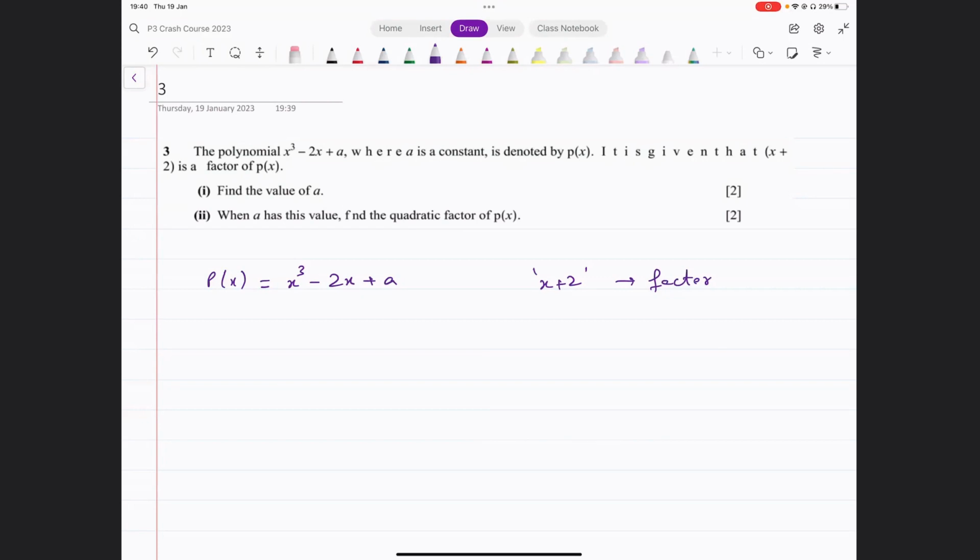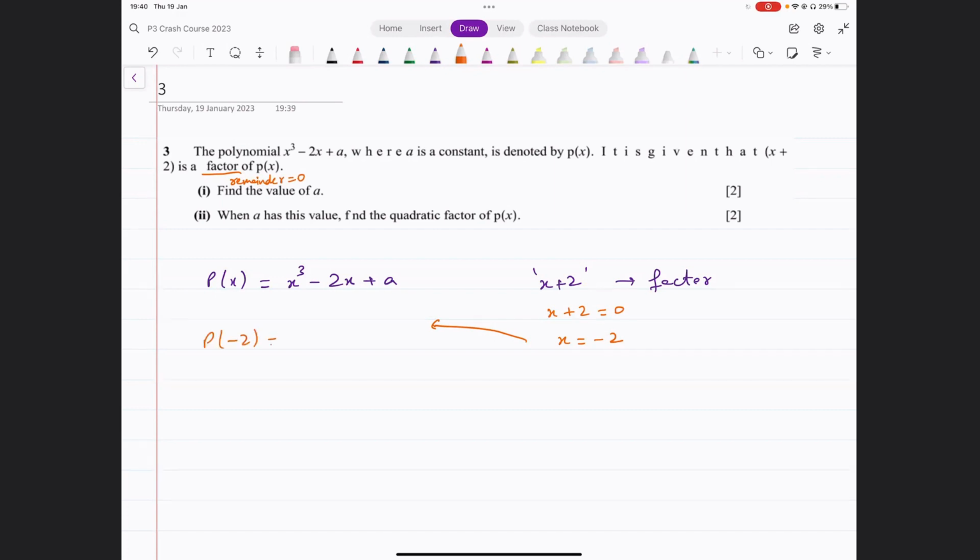Now, since x plus 2 is a factor, we can use the remainder theorem, right? It's a linear factor. We can just put this equal to 0, x plus 2 equal to 0. That gives us x equals minus 2. So if you were to input x equals minus 2 here, the remainder should be equal to 0 because it's a factor. Factor means that the remainder is equal to 0. So that's what we do. We put x equals minus 2 here.